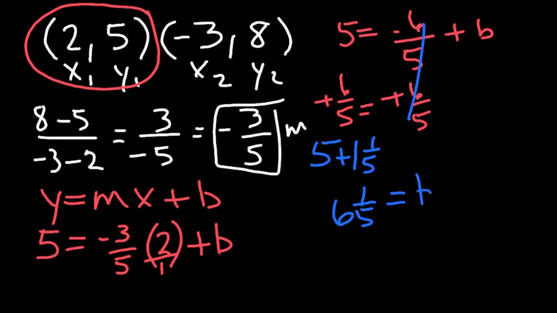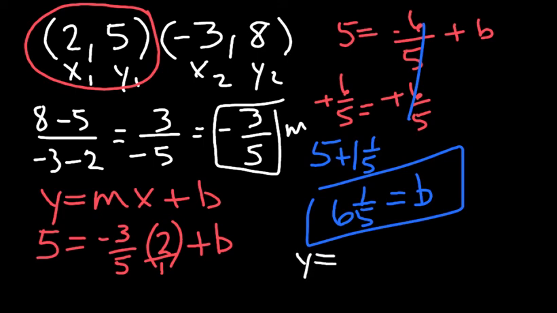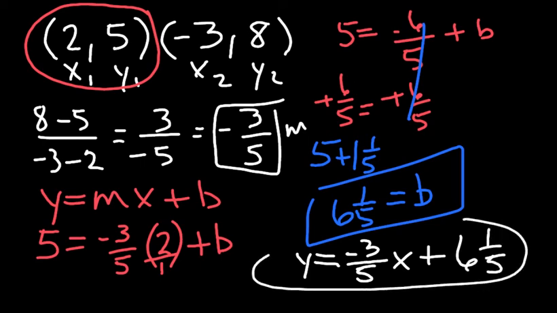That's what b is. It's okay for b to be a mixed number. Remember, it's slope that can't be mixed. So now I got slope and I got b. Can I write my equation? Sure. Y equals the slope, negative 3/5, x plus the b, 6 1/5. Now you've written your equation.